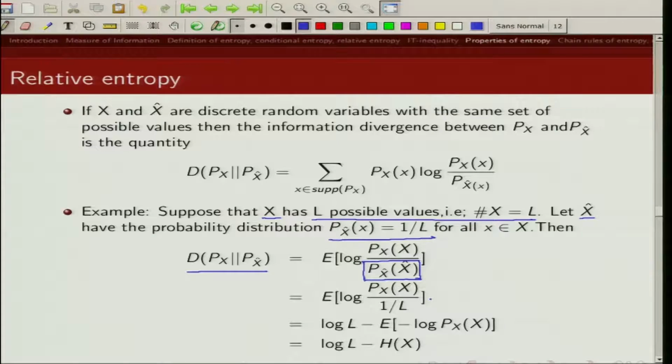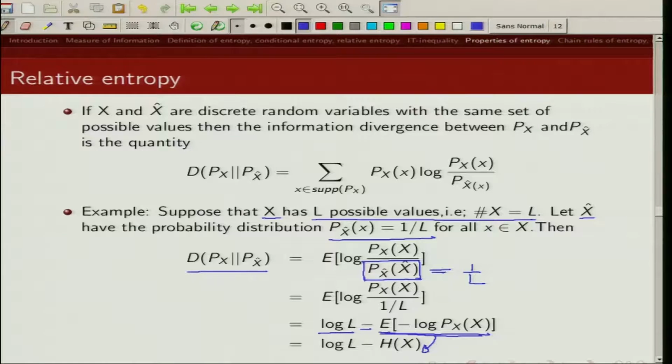This is uniformly distributed. So, this is basically equal to 1 by L. If we plug that in here, we get the expected value of log of L times P of x. Log of L does not depend on x, so I can take it out. So, log of L, and what I am left with is the expected value of log of P of x. This I can write as minus of the expected value of minus log of P of x. And what is this quantity? This is our entropy.